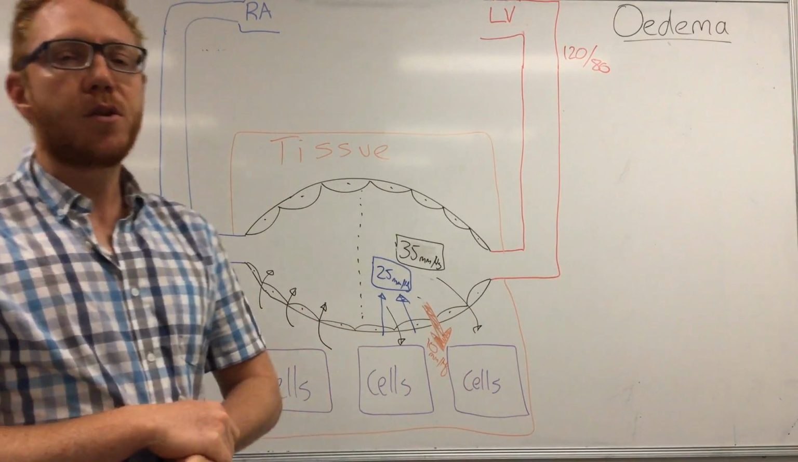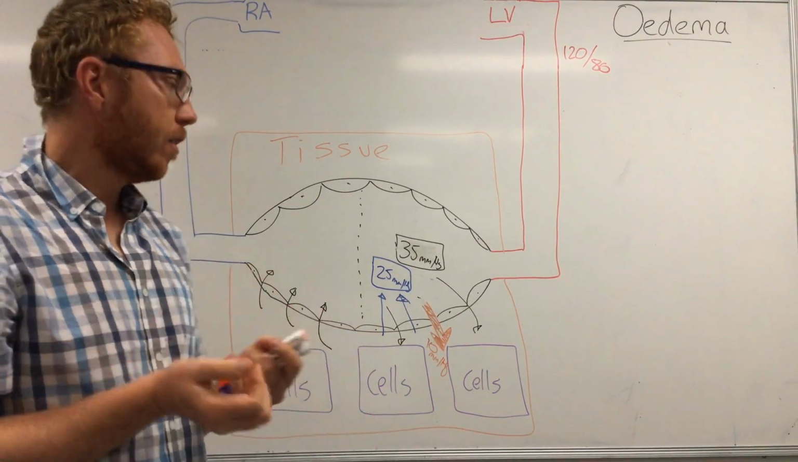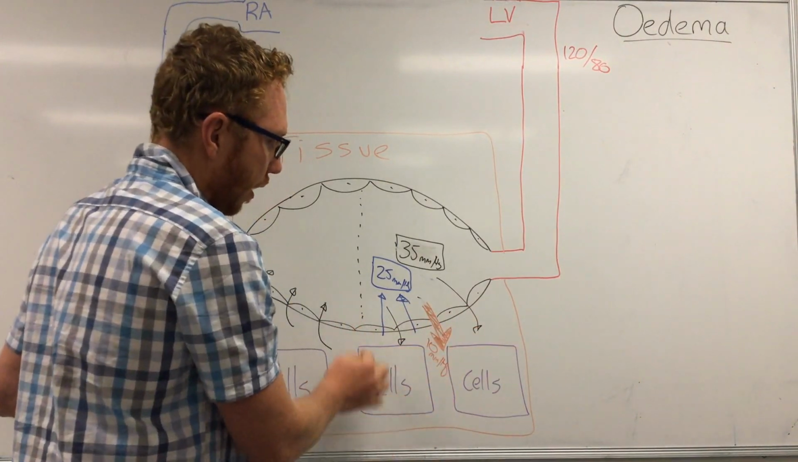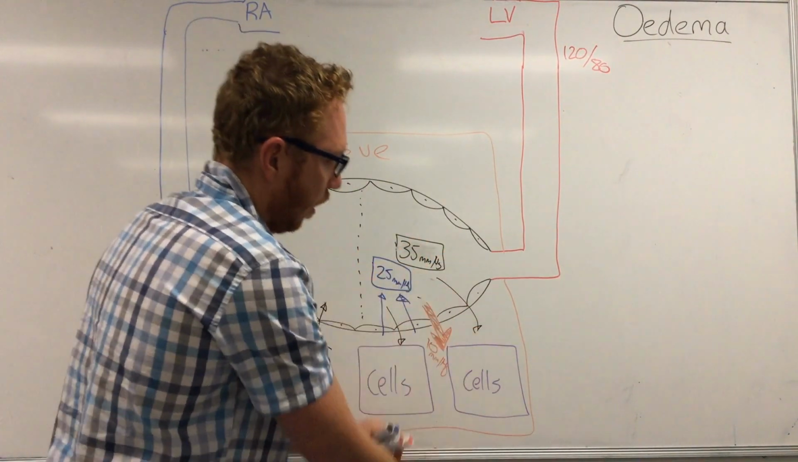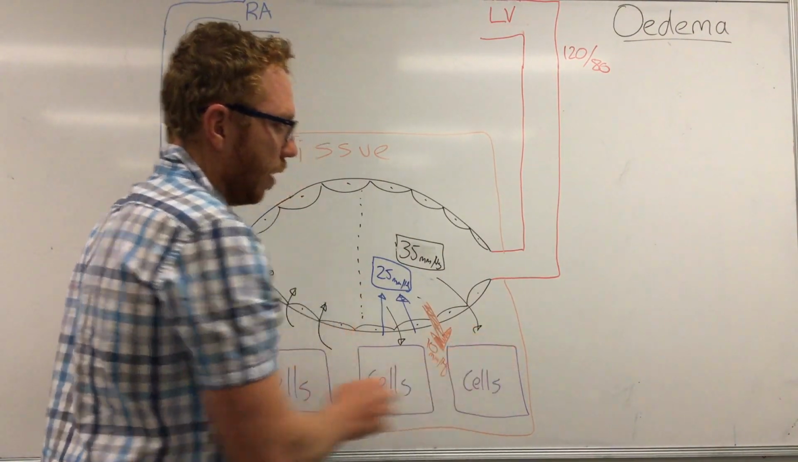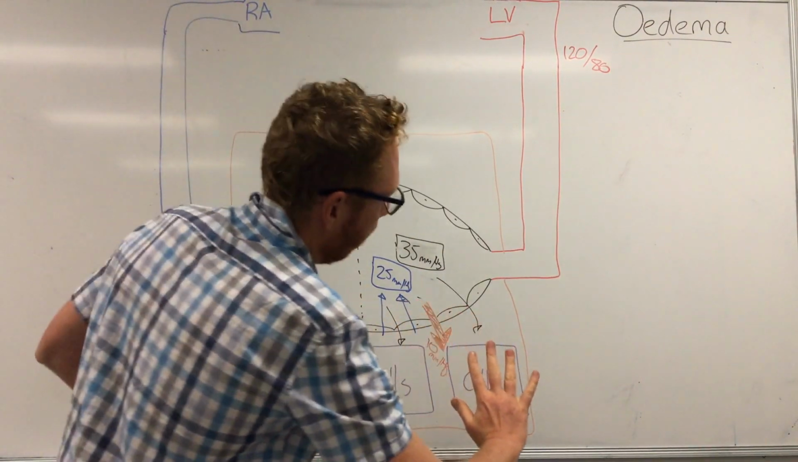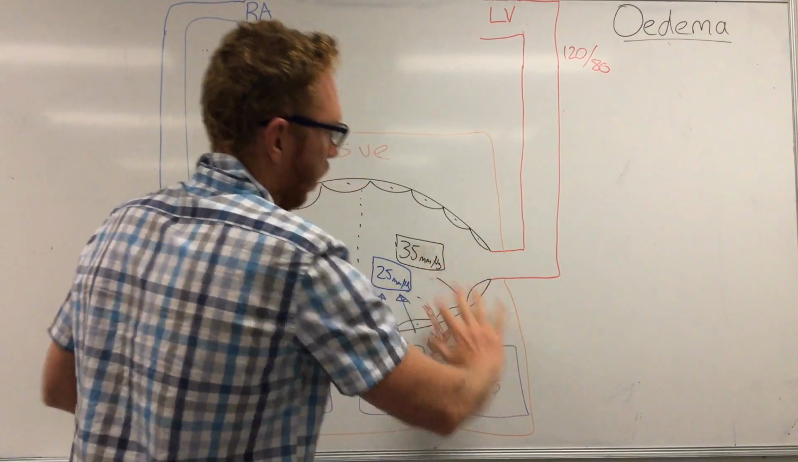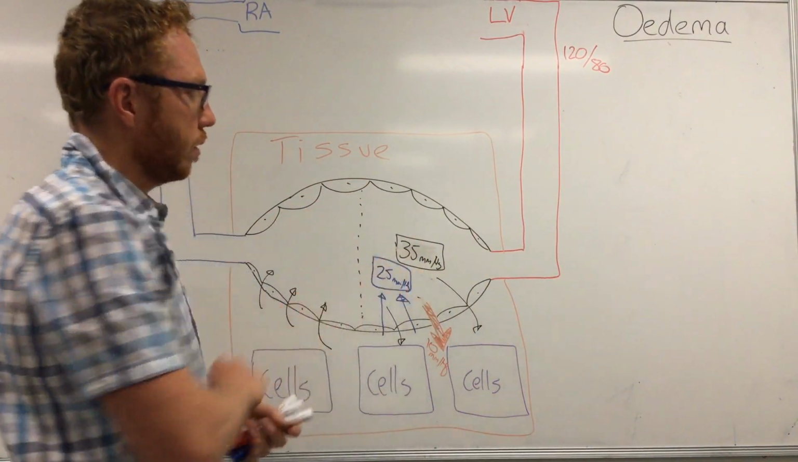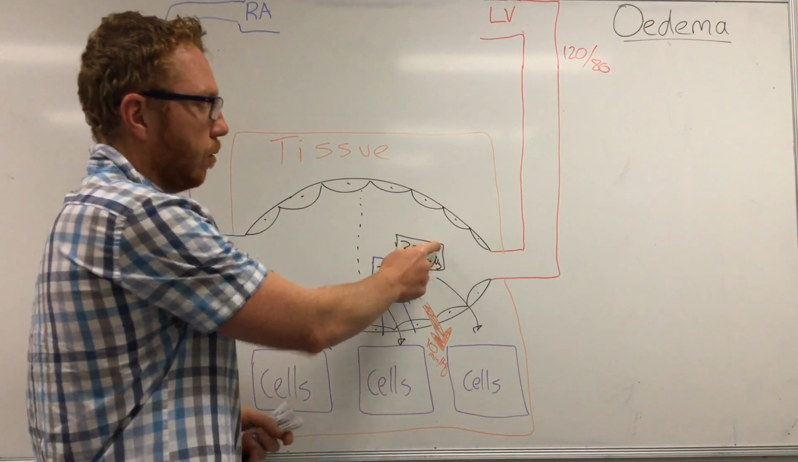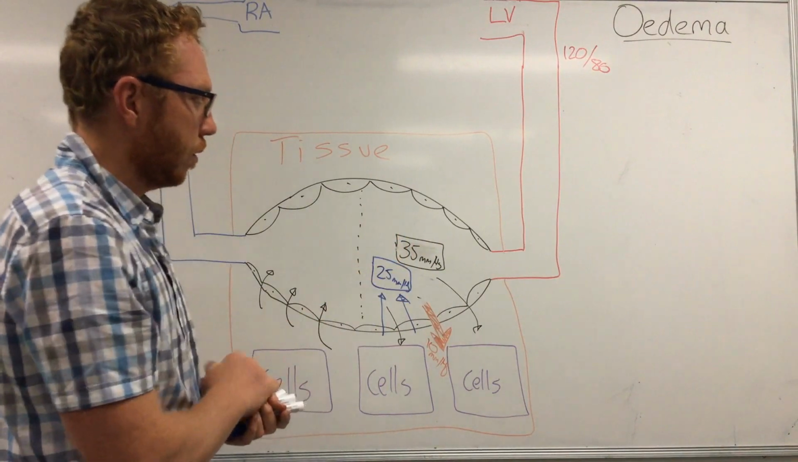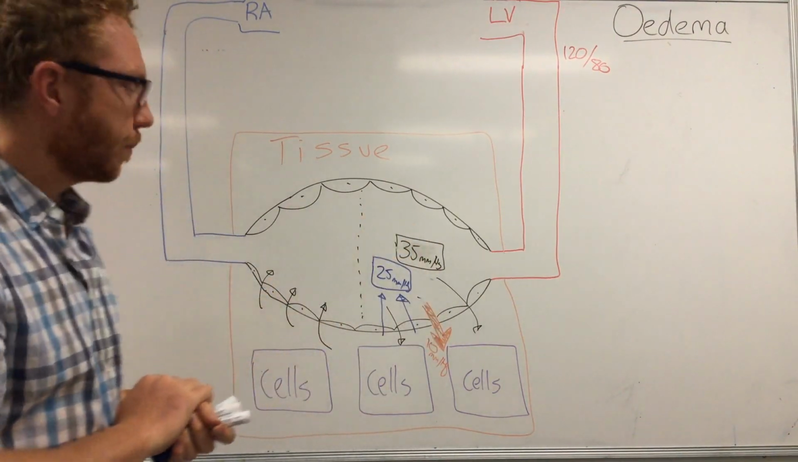Now there are other forces, but I'm going to leave this out today. The other forces are an oncotic pressure within the tissue, so that's pressure sucking fluid through osmosis into the actual cells, but also a hydrostatic force pushing the fluid back out. But I'm just going to stick with these two forces today, which is the hydrostatic force in the capillary bed and the oncotic force pulling the fluid back in.